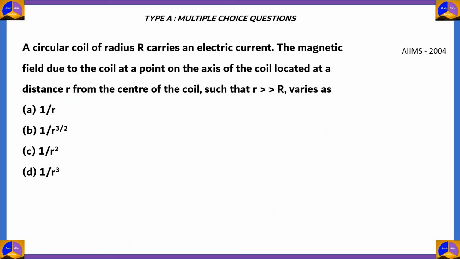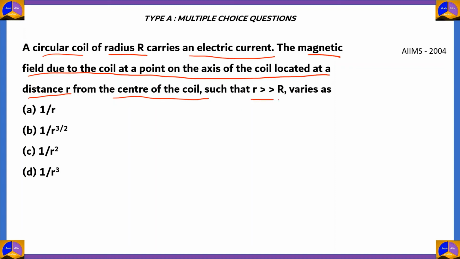Let's look at this question. A circular coil of radius capital R carries an electric current. The magnetic field due to the coil at a point on the axis of the coil, located at a distance small r from the center of the coil, such that small r is way greater than capital R, varies as. So for this, we need to know the magnetic field on the axis of the coil.